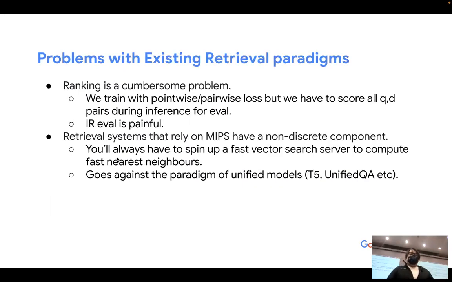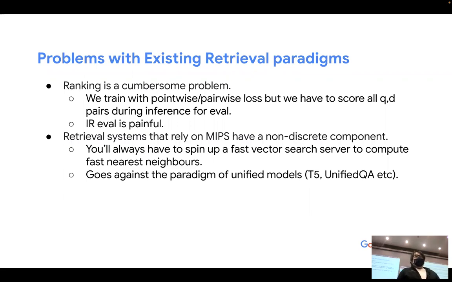So this is more of extra reasons why we want to do this. Additional motivation: there are some caveats with existing retrieval paradigms. Ranking is a very cumbersome problem because you train with pointwise or pairwise loss, but during inference you have to score all the QA pairs, and inference is always different from training. If anybody has worked on running evals for IR tasks, you generally find that IR eval is painful because you usually can't get accuracy, because accuracy is not meaningful. You have to compute MRR and NDCG and stuff like that, and usually your eval is a separate process because you have to score all the pairs, and infrastructurally it is a bit more troublesome.